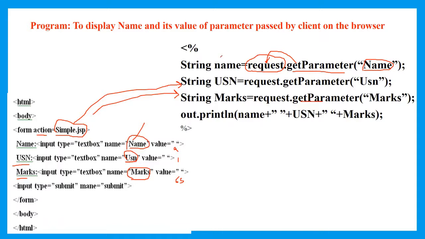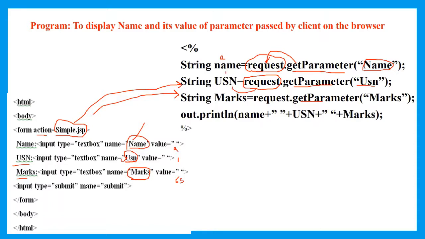Similarly, I want to read another input parameter which has been passed by the client. So we are using the getParameter method. I will specify the name of the field, USN. The method belongs to the request interface, and request is the default object of the request interface. Using the default object, I am calling the getParameter method. The value returned to USN is 1. Similarly for marks, I have got 65.